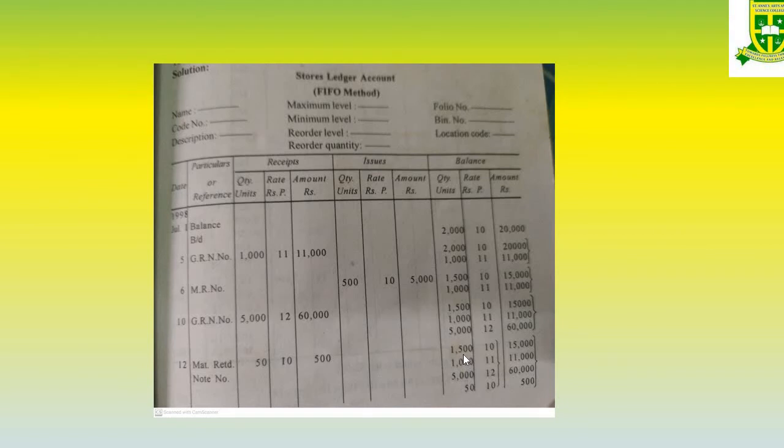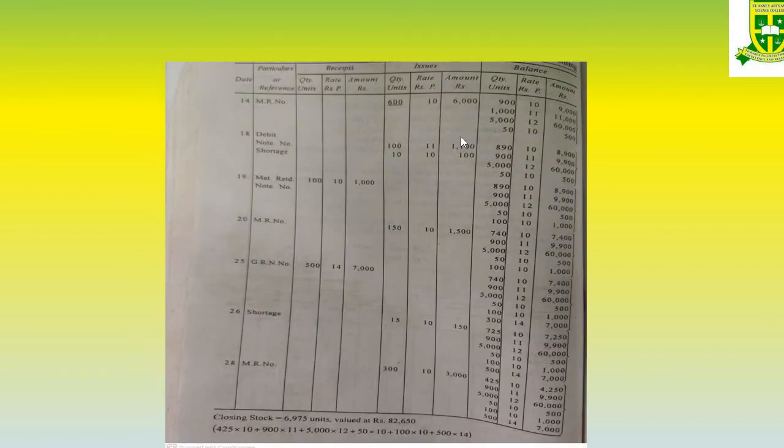The first stock which is available is 1,500. From 1,500 I am issuing 600. So from 1,500 I am using only 600. The balance is 900 at 10, that is 9,000. Write the other balances also. This is the balance remaining in hand.